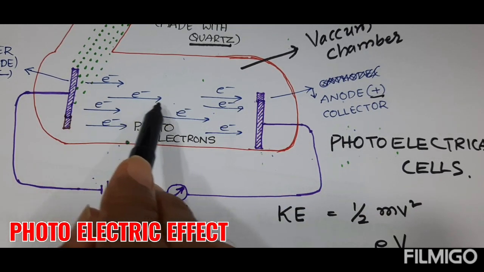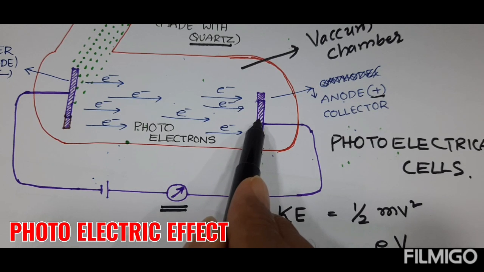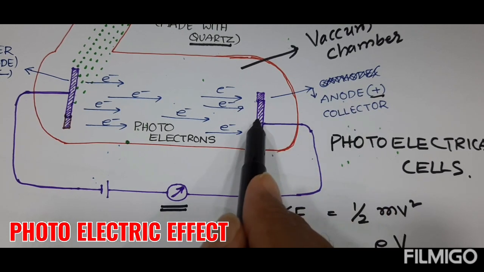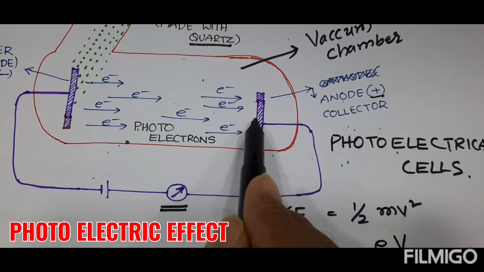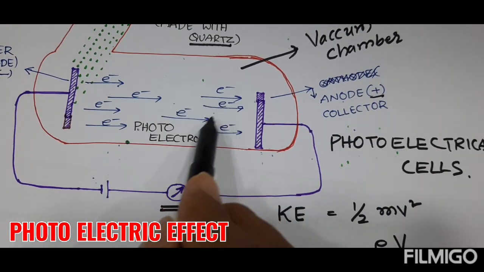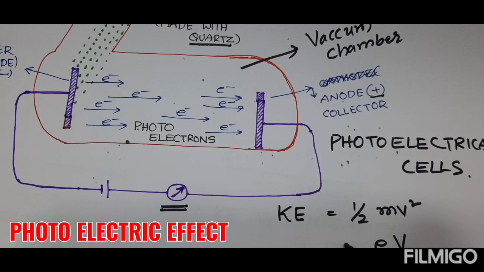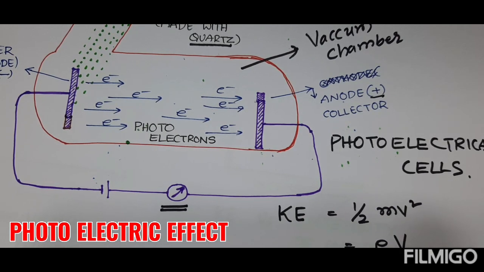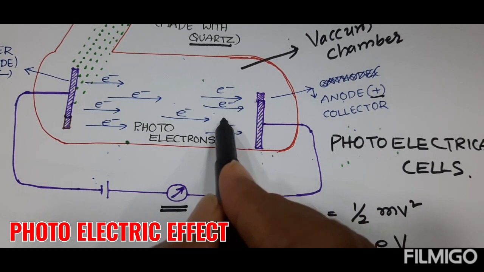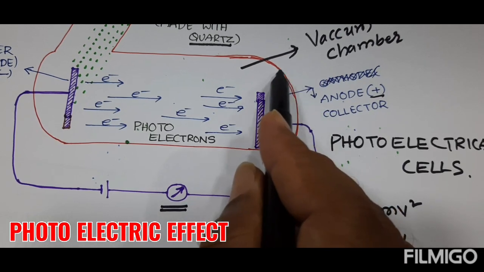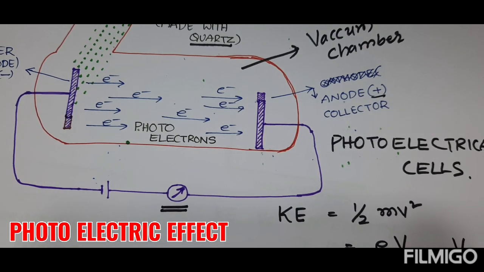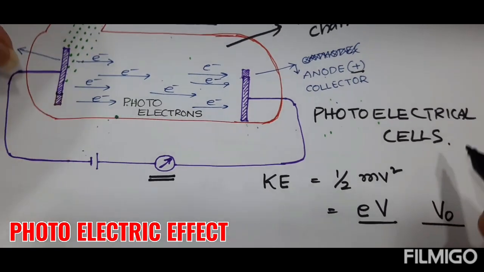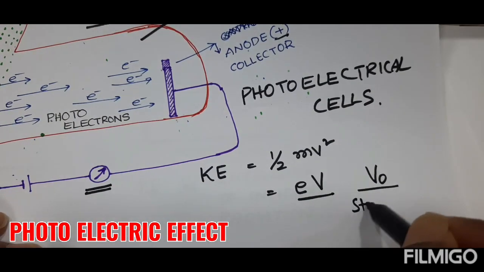These electrons will travel and hit this anode, because the anode has the positive charge. Suppose you want to stop this electron from hitting this anode, you want to make the kinetic energy of the electron equal to 0. For getting that 0 value, you will apply some potential against the electron. That potential is called V0. This is called stopping potential.